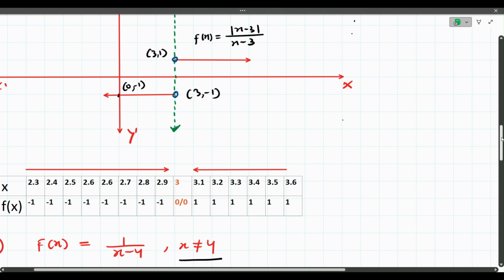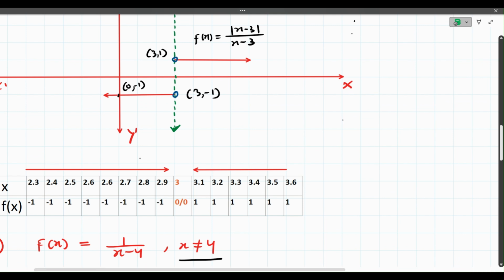So when x approaches 3 from the left side, the value of x is increasing: 2.3, 2.4, 2.5, 2.6, 2.7 up to 2.9. But the value of f(x) is constant. It's still negative 1 in all the conditions. But when x approaches 3 from the right side, the value is positive 1.